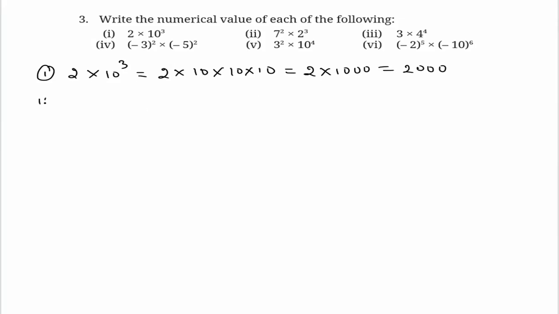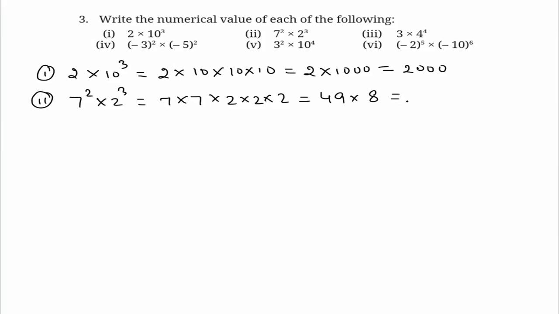Now coming to the second question, 7 square into 2 cube. Now 7 square is 7 into 7 and 2 cube is 2 into 2 into 2. So 7 square will give me 49 and 2 cube will give me 8. So now 49 into 8, if you multiply, you will get 392.